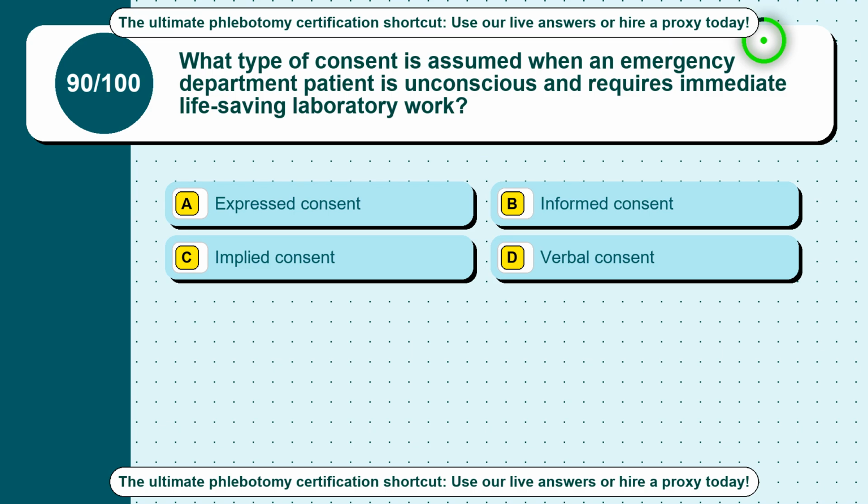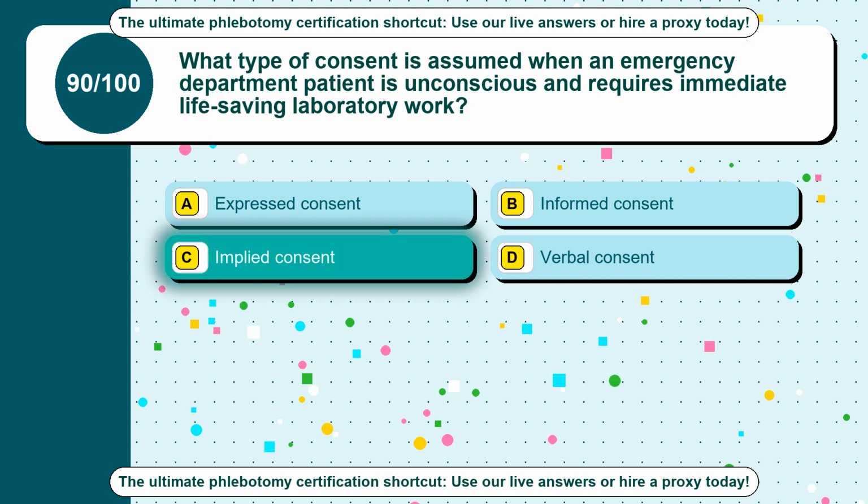Question 90. What type of consent is assumed when an emergency department patient is unconscious and requires immediate life-saving laboratory work? Option A, expressed consent. Option B, informed consent. Option C, implied consent. Option D, verbal consent. The correct answer is option C, implied consent.